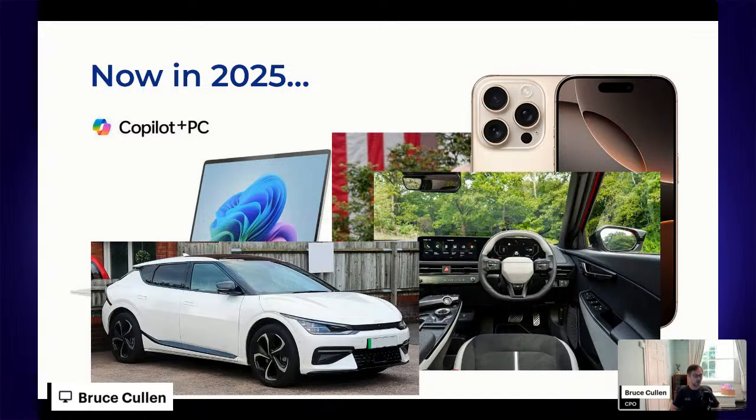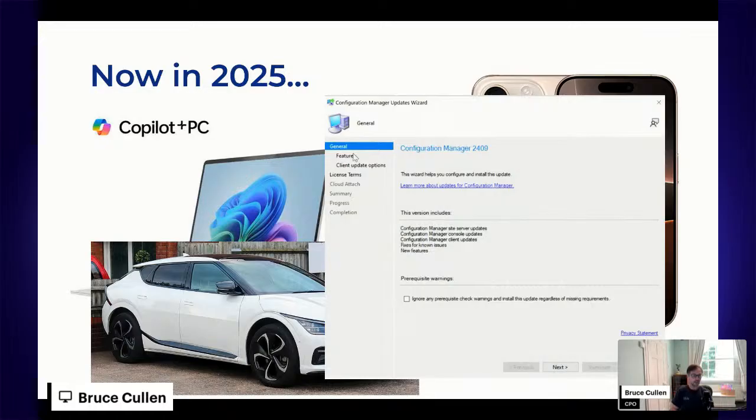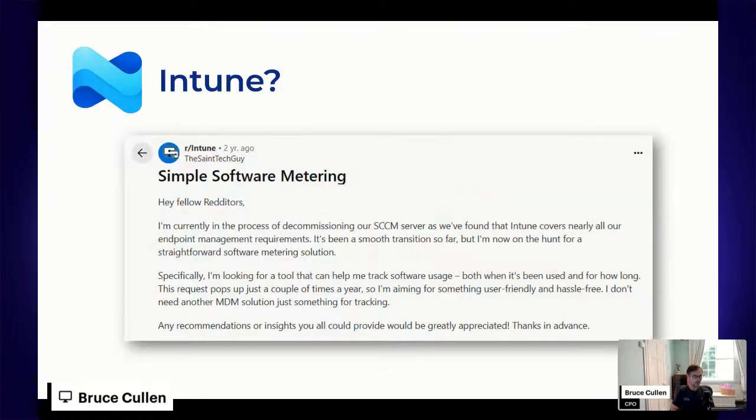Cars have advanced significantly. We have touch screens now. We have EVs. This is a Kia EV6, for example. But as far as software metering is concerned, we're still left with the same old options. We now have Config Manager. A number of you that I've come across at events or conferences are using Config Manager alongside Intune just for software metering, as it's not available in Intune.